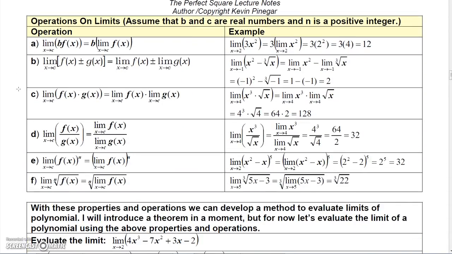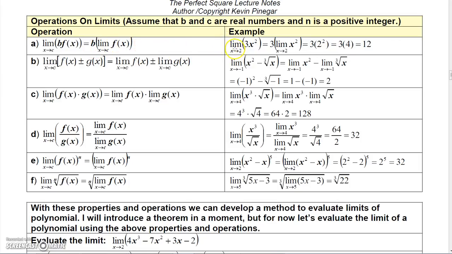Okay, here are some other properties, but they're really operations on limits. We're going to assume here that b is some real number. Well, the limit of b times f of x as x approaches c is actually b times the limit of f of x. Now, how does that work? Well, it works like this.